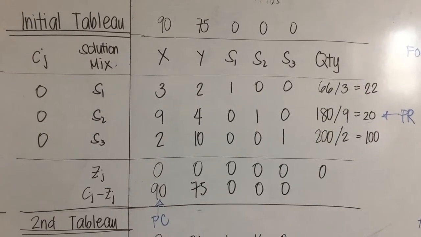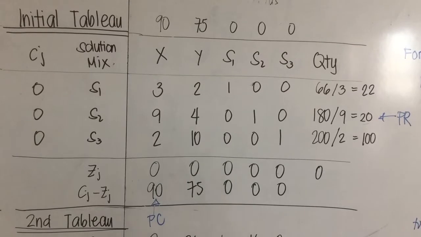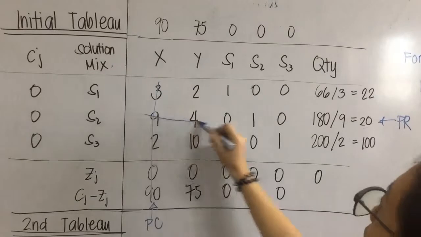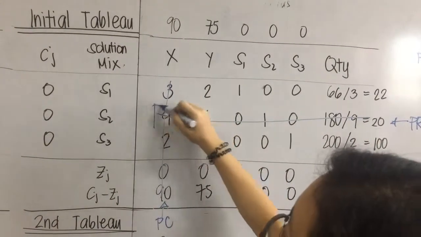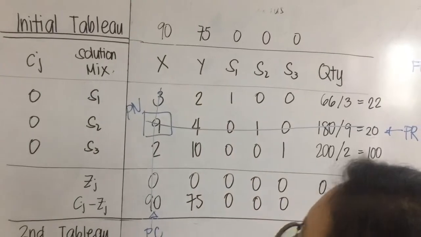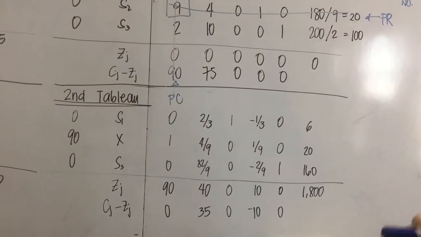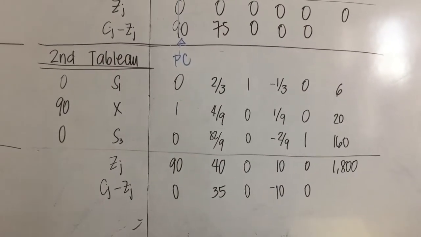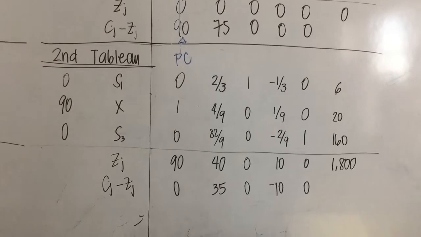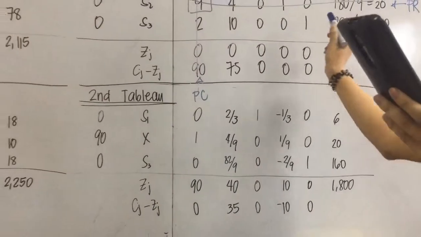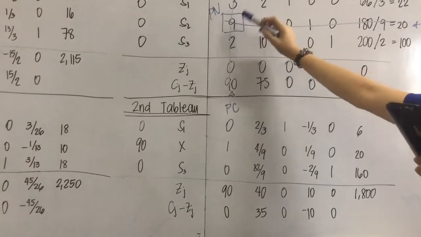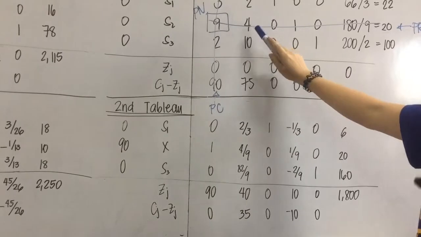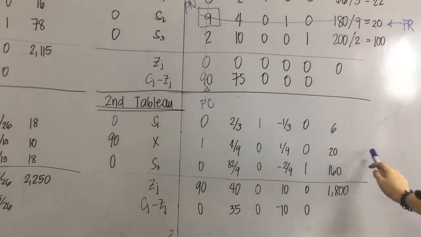Finally, we have to find the pivot number. The pivot number is the intersection of the pivot column and the pivot row. This is your pivot number. Now that we have decided which variable is to enter the solution mix, the next step involves computing a replacement for the pivot row. This is done by dividing every number in the pivot row by the pivot number. 9 divided by 9 is 1. 4 divided by 9 is 4 over 9, and so on.